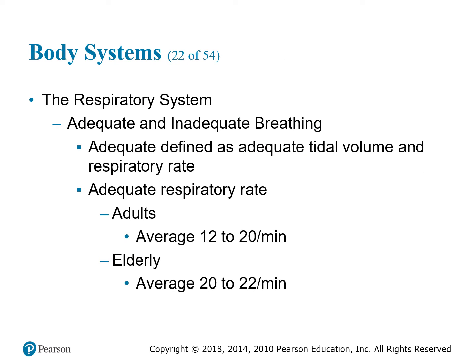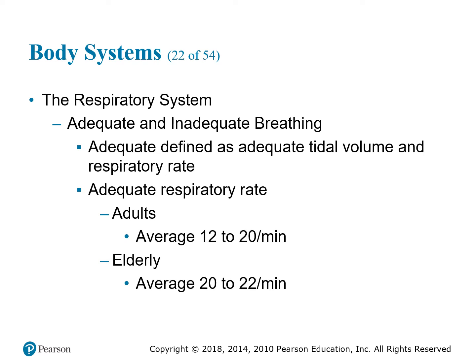Now, the respiratory system. Now, adequate and inadequate breathing. Adequate is defined as adequate tidal volume and respiratory rate. Your adequate respiratory rate, on average, is 12 to 20 for an adult, and 20 to 22 or more for your elderly. As we age, the body in general becomes less effective over time. So our elderly tend to breathe faster because the respiratory system isn't effective, so they need to breathe quicker to get the same amount of oxygen in.